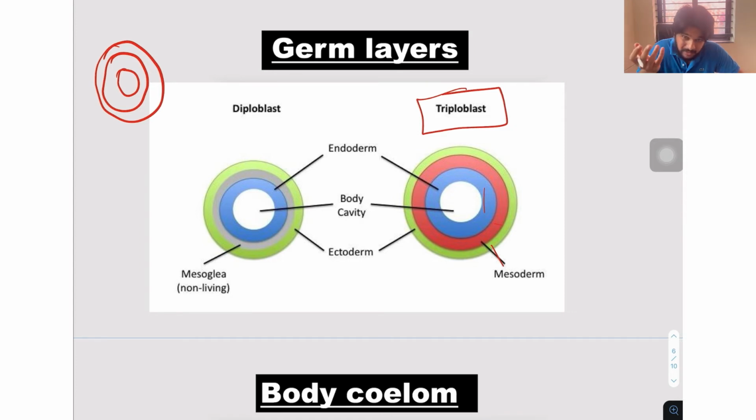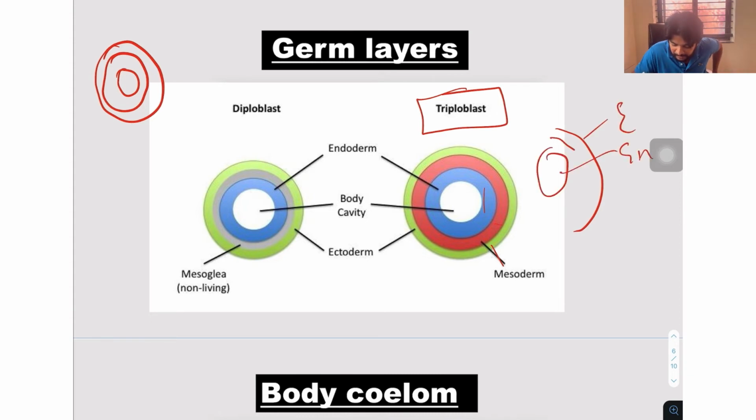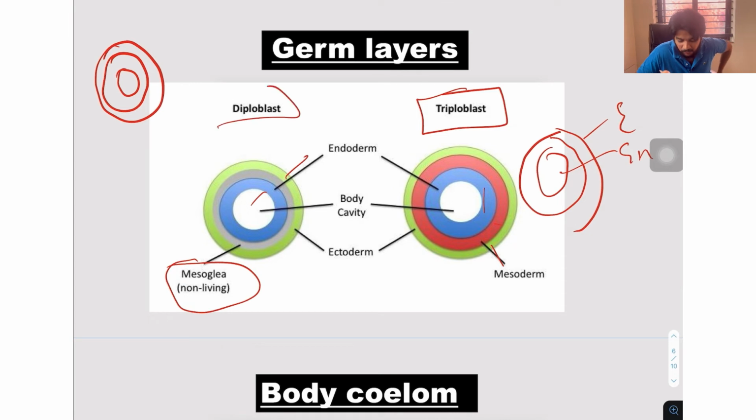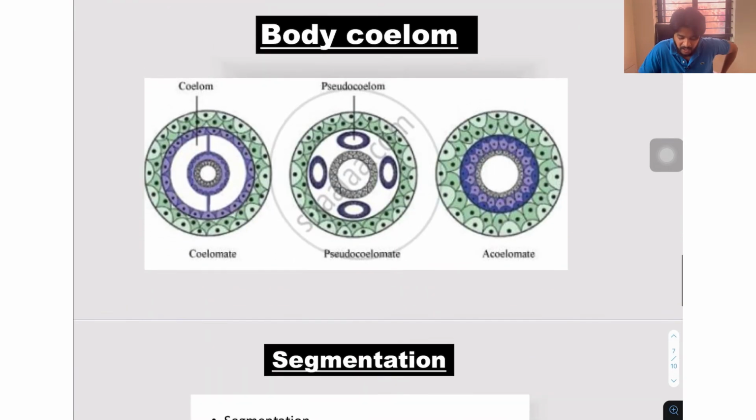What are triploblastic organisms? Triploblastic organisms are the organisms which have three germ layers in their embryonic development. Which are those three layers? Outer ectoderm, inner endoderm, and middle mesoderm. In some organisms there are only two germ layers, outer ectoderm and inner endoderm. There is no middle mesoderm, but a non-living layer called mesoglea is present in the middle. Then such organisms are called diploblastic organisms. One is triploblastic and another one is diploblastic.